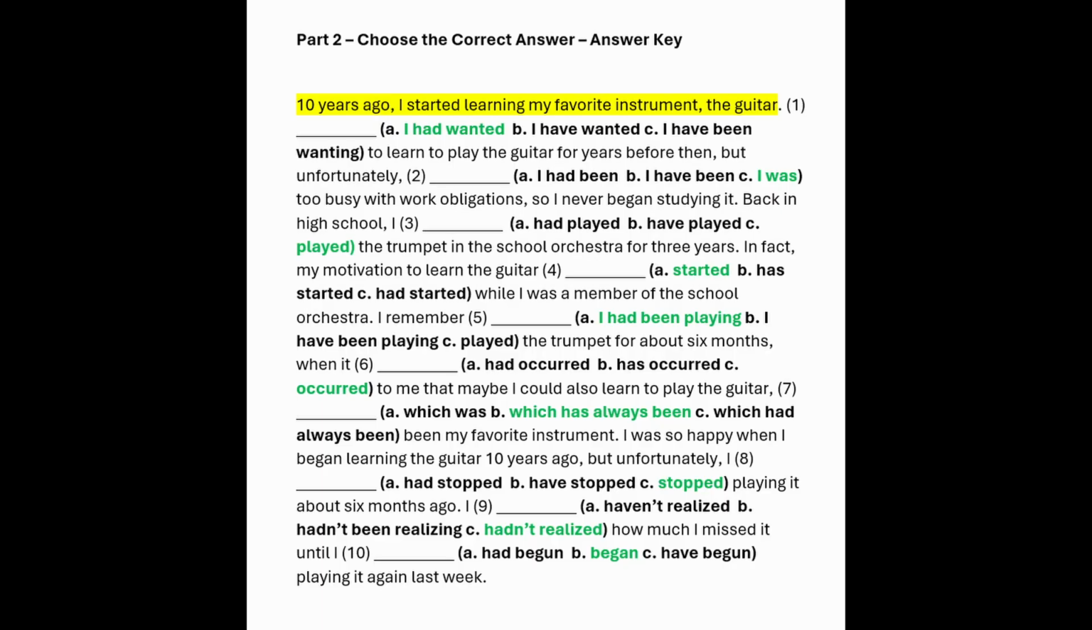Okay, this fact of being my favorite instrument, does that continue into the present? Yes, it does. Look at the first sentence there. 10 years ago, I started learning my favorite instrument, the guitar. So he started learning it 10 years ago, but it's still his favorite instrument now. So the activity, the condition, the state of this being my favorite instrument is still alive. It still continues into the present moment, right?